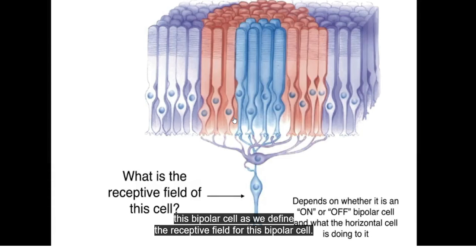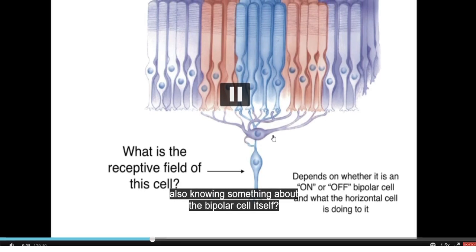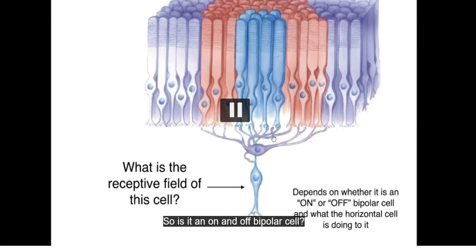Because of the more complicated circuit, we can't simply look at this and describe the receptive field of the bipolar cell without knowing more about what it is that this horizontal cell is actually doing with these inputs from the red region, and also knowing something about the bipolar cell itself. So is it an on or an off bipolar cell?